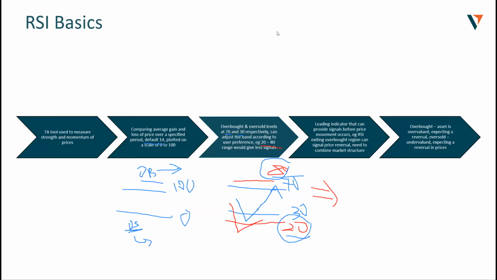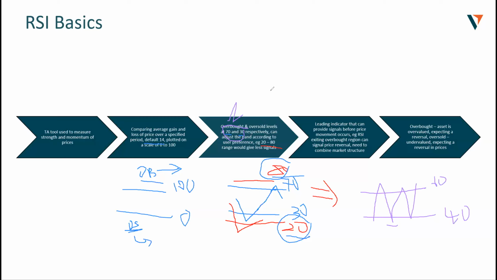So if you're at 60 and 40, then what happens is that if I were to draw this in a new version, let's say 60 and 40, you can see that there'll be much more signals, right? At the same time, a lot more false signals here. So this is something that we want to consider when we're setting our bands. The default is 70 and 30, but you can adjust accordingly, especially if you're on the higher time frame.